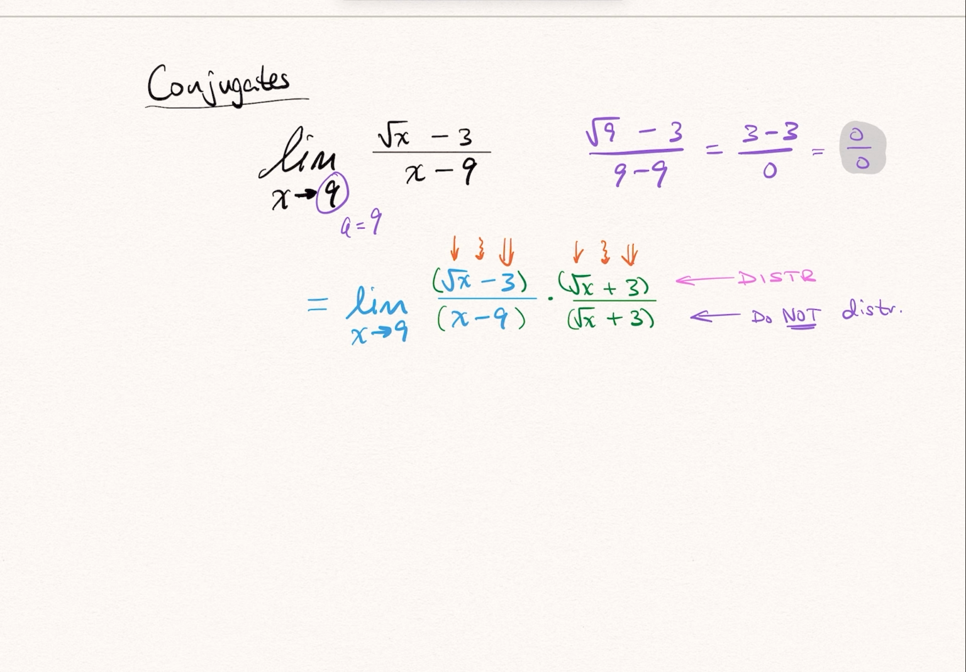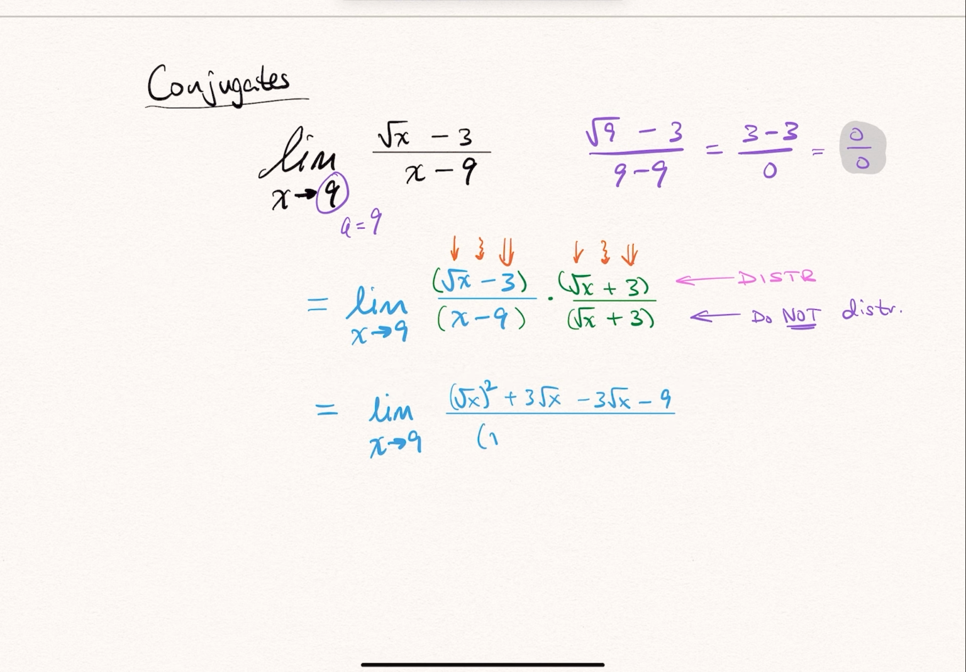In the place, either the numerator or the denominator, you will always distribute based on what you're trying to eliminate. Here we are trying to eliminate that square root of x minus 3 that's causing us trouble, so we will distribute there. We will not distribute in the denominator because it will make more work for us, not less. In a moment, this will all become clear as to why we made these choices. So if we distribute in the numerator, we get square root of x squared plus 3 square root of x minus 3 square root of x minus 9.